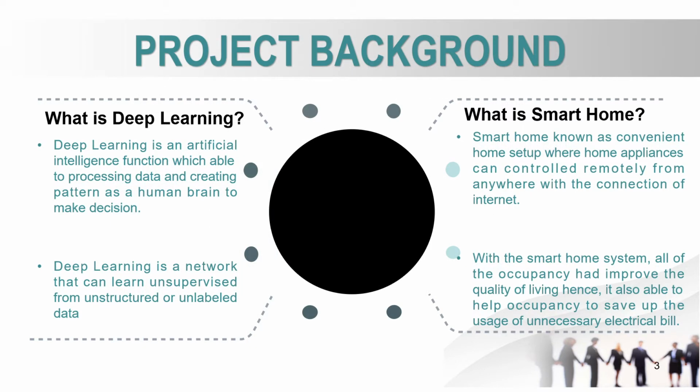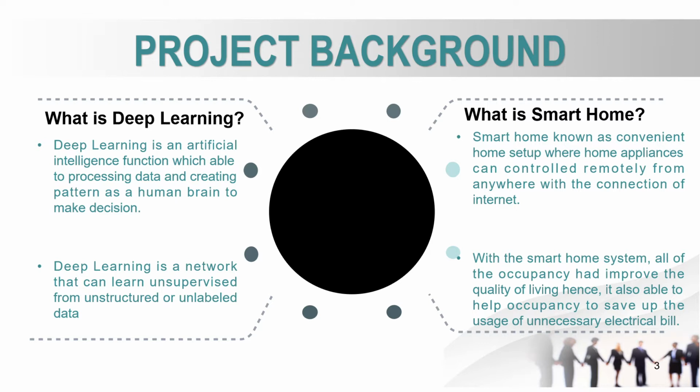Project background. What is deep learning? Deep learning is an artificial intelligence function which is able to process data and create patterns like a human brain to make decisions. Deep learning is a network that can learn unsupervised from unstructured or unlabeled data.